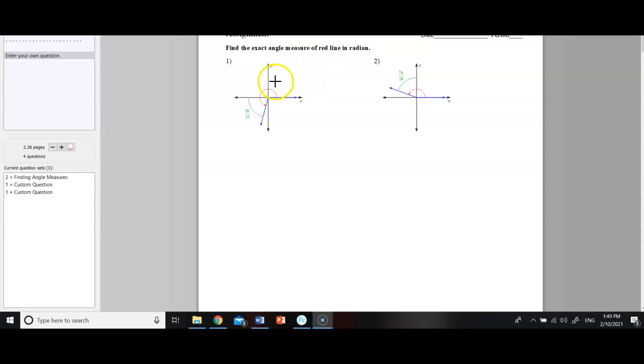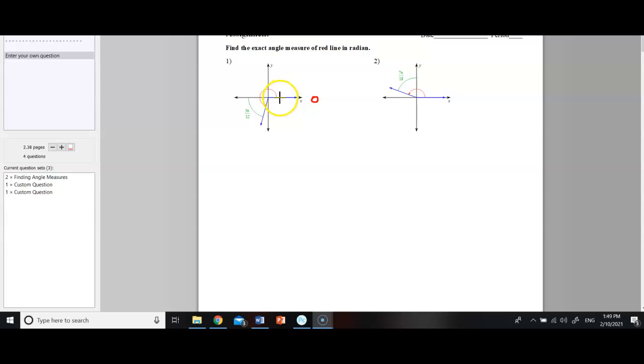Alright, so find the exact angle measure of the red line in radians. So this is the angle that we are trying to find. How does the angle go? It starts at the positive x-axis, and you have to determine if it's positive or negative first. Notice it's going counterclockwise. That means a positive angle.